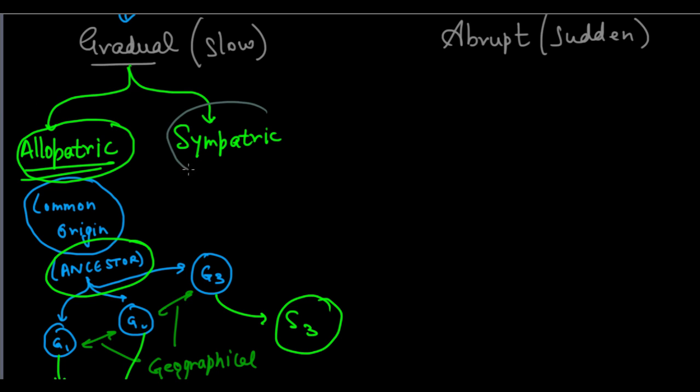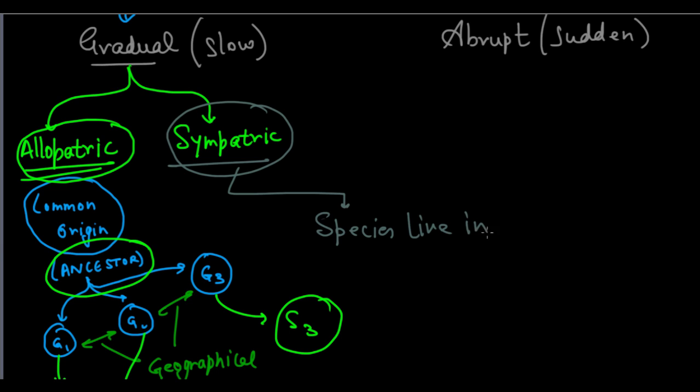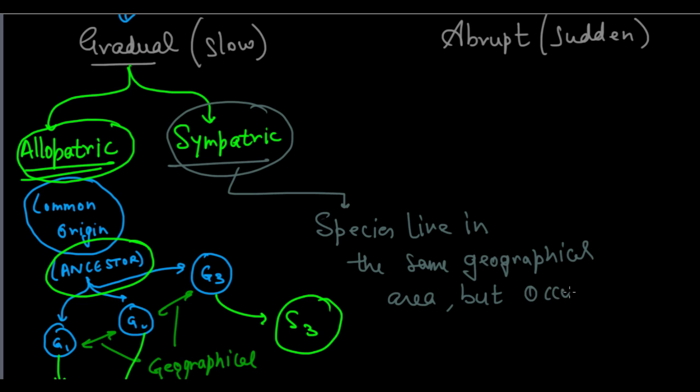Next, we come to sympatric gradual speciation. Basically, it's very, very similar to allopatric speciation, but it has a slight difference. In sympatric speciation, the species which have been formed live in the same geographical area. Now you can see that this is slightly different from allopatric, because in allopatric they were living in different geographical areas and there were geographical barriers between them. But sympatric species live in the same geographical area, but they occupy different ecological niches.